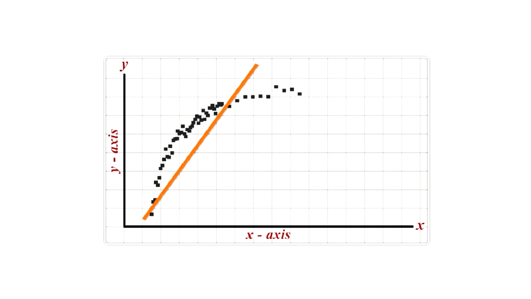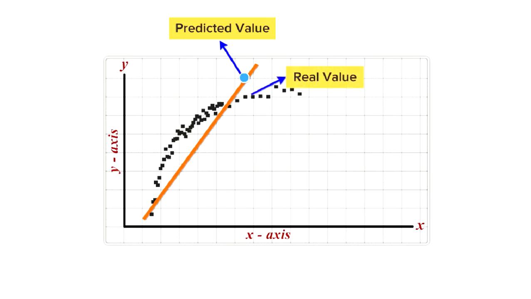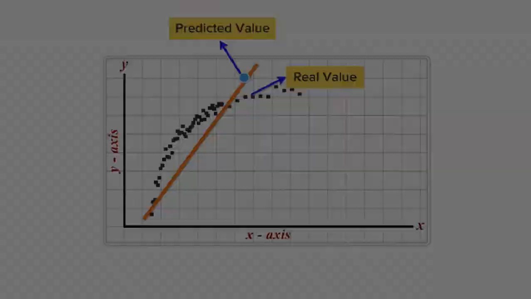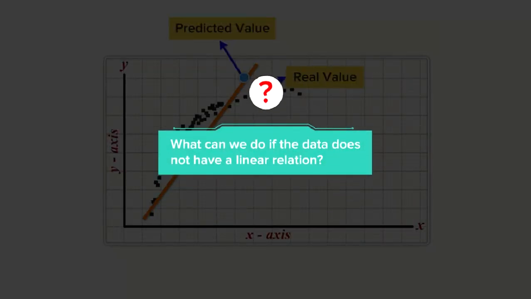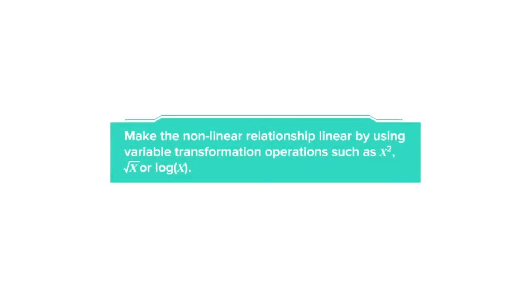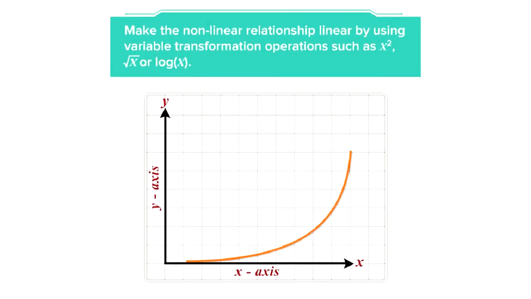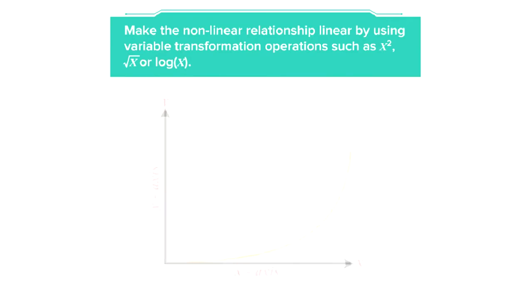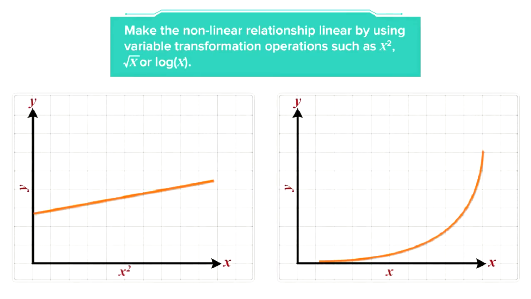For example, linear regression will continue to predict higher values of y at higher values of x, while in reality, that is not the case. Now you might be asking, so what can we do if the data does not have a linear relation? The trick is to make the non-linear relationship linear by using variable transformation operations, such as x square, root of x, log of x. So maybe x does not have a linear relationship with y, but x square or root of x or log of x could, and hence we should model that. We will be covering this in detail later.